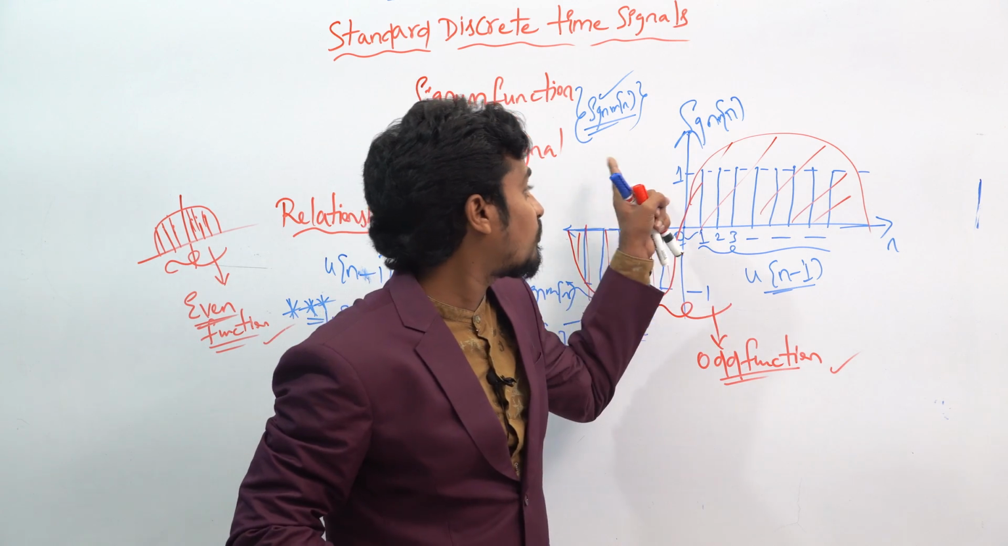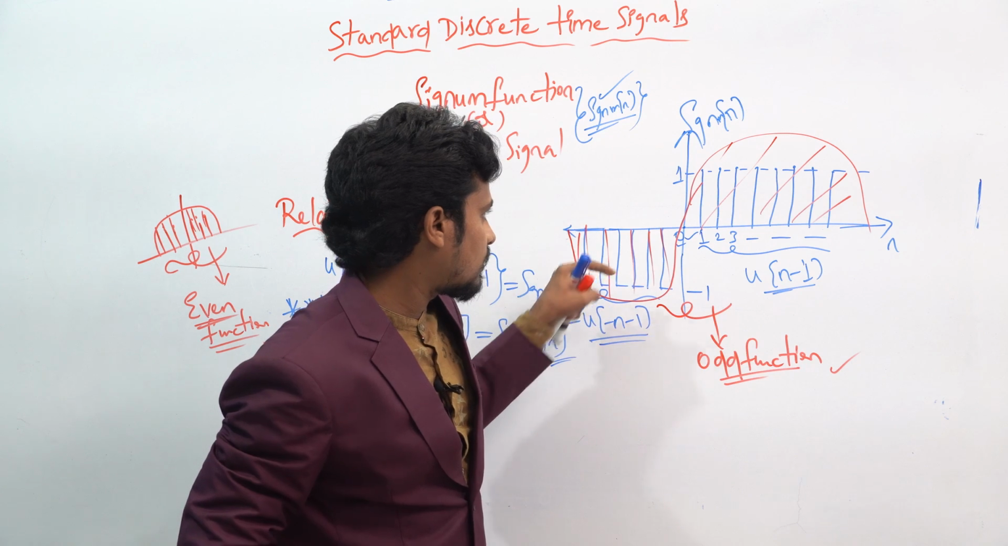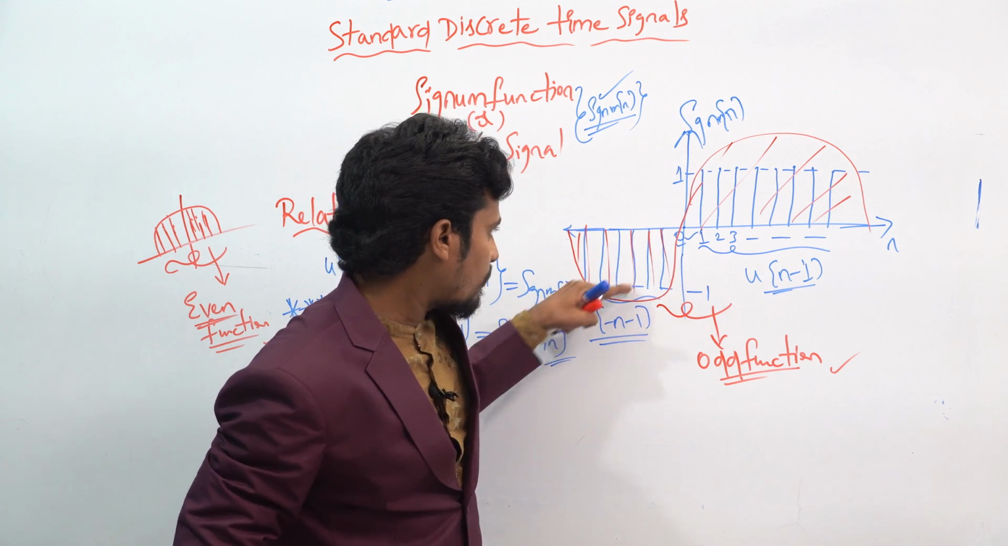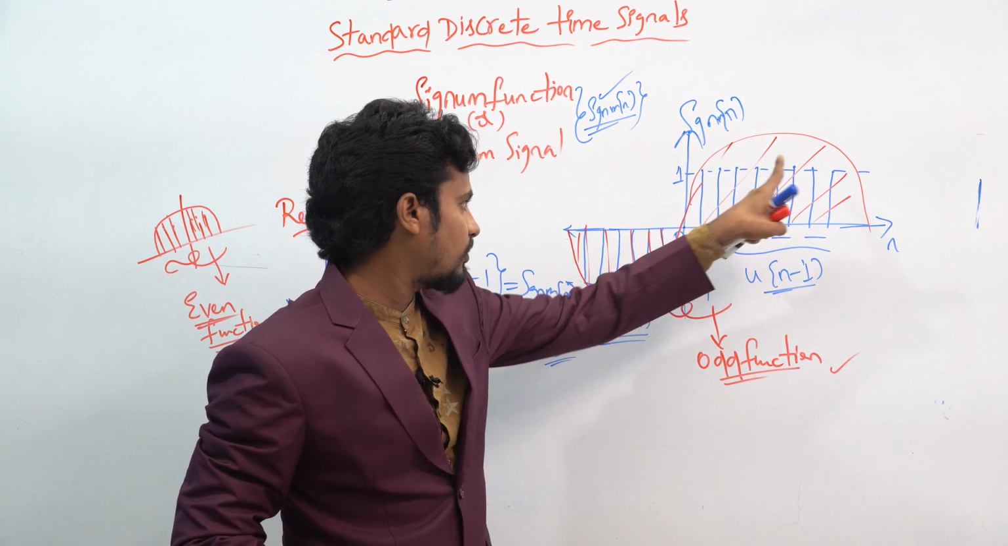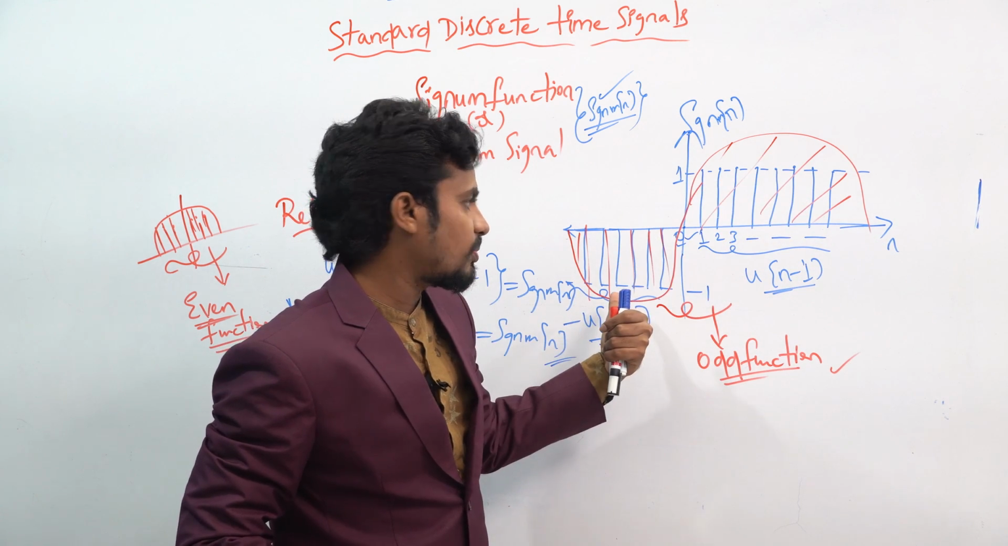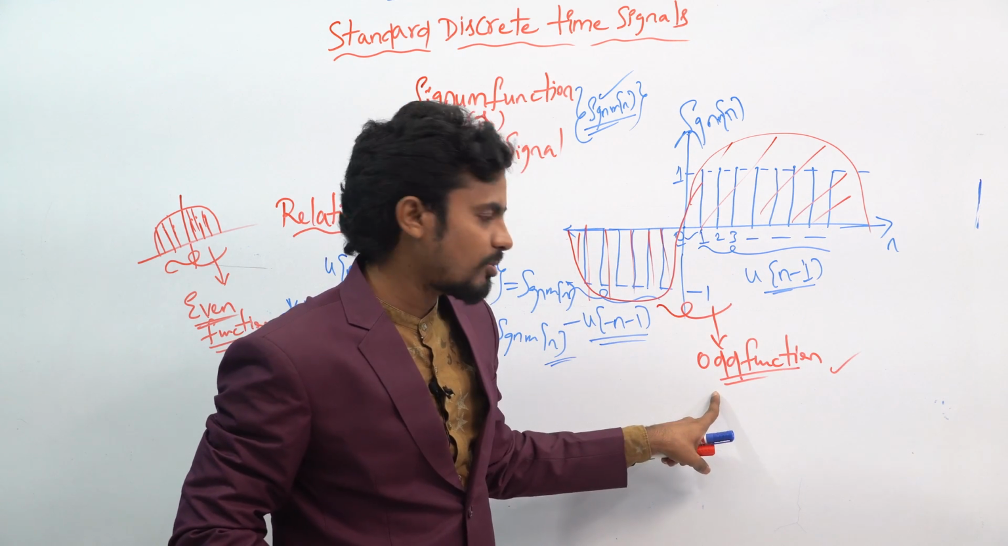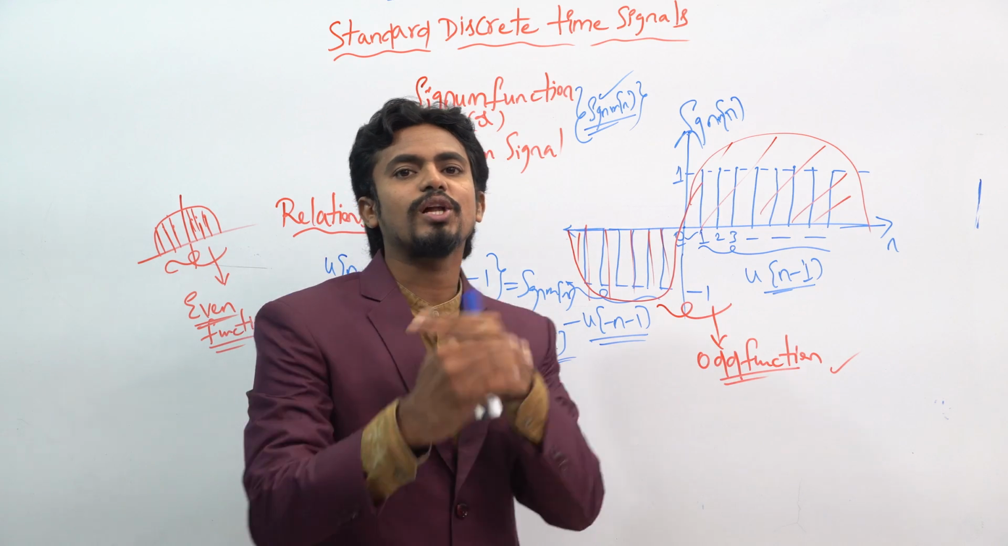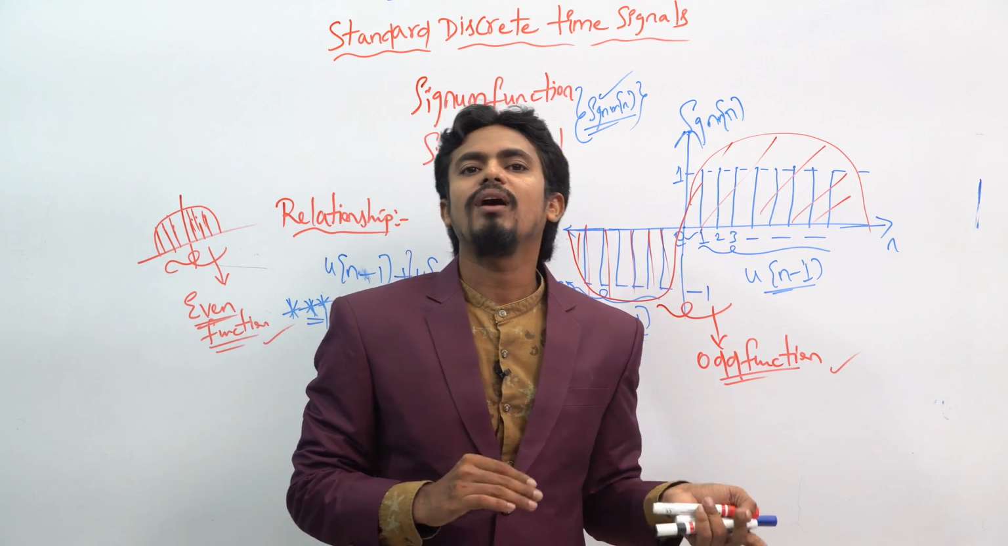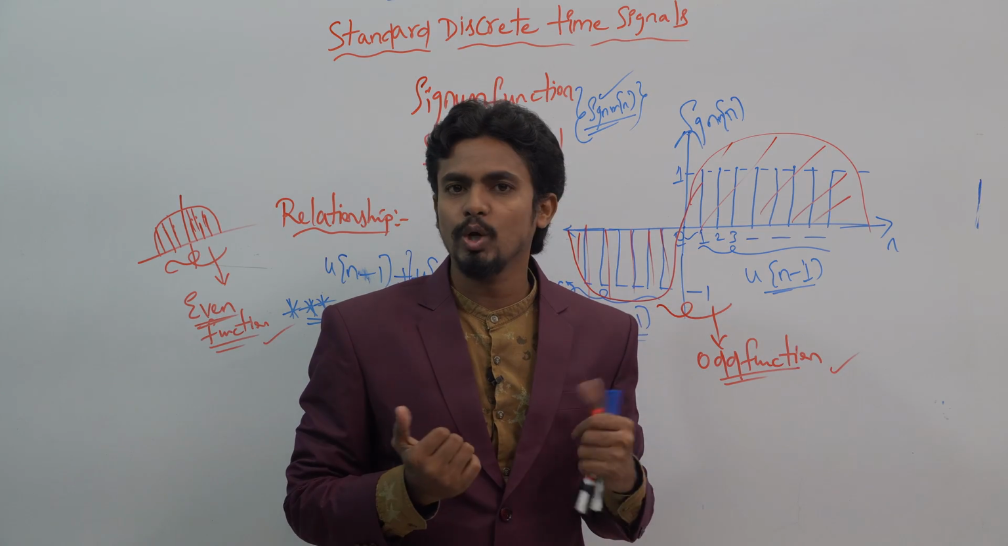Here our signum function, the area is opposite, right? This will be the positive phase, and here this will be the negative phase, hence that is said to be an odd function. In this way also we can say whether the function is an odd function or an even function. Okay, thank you.